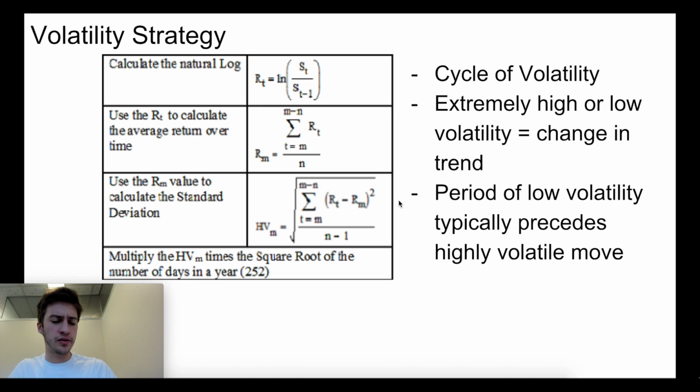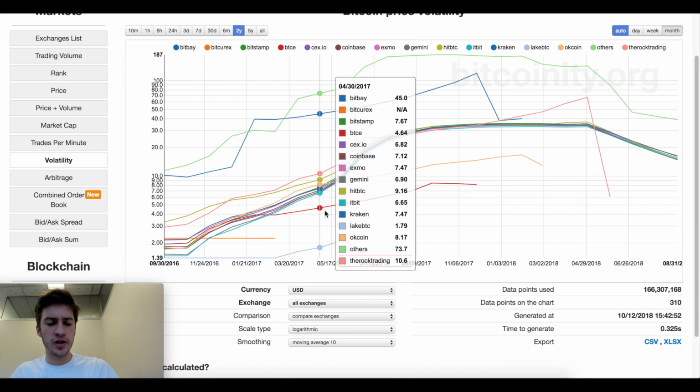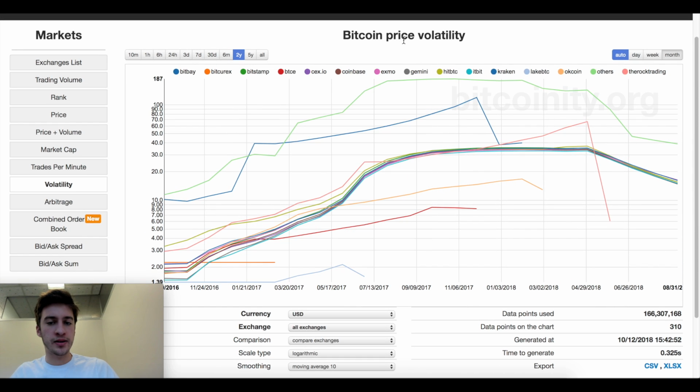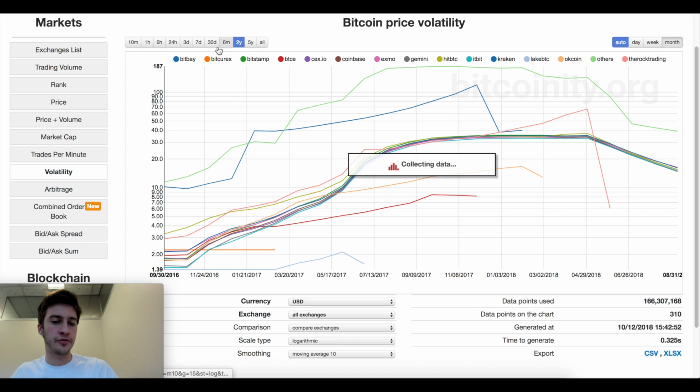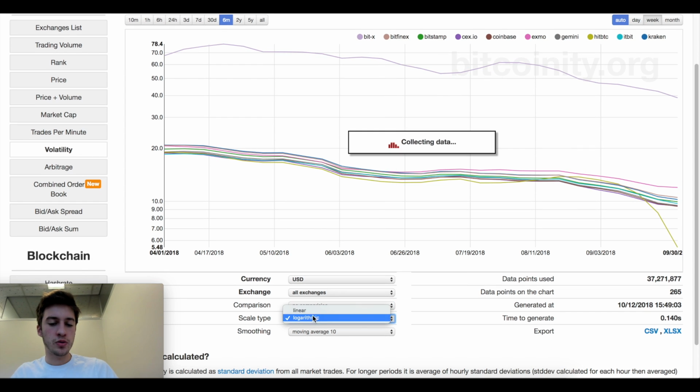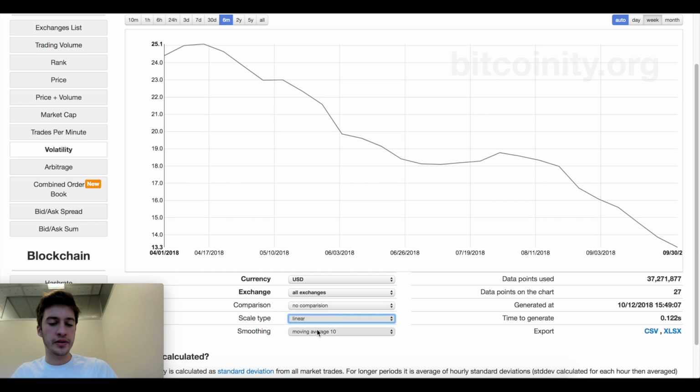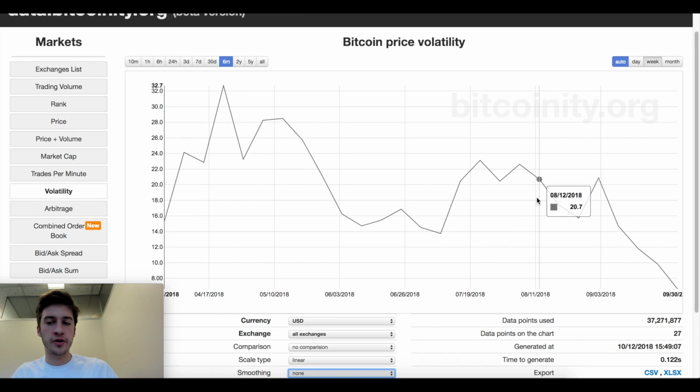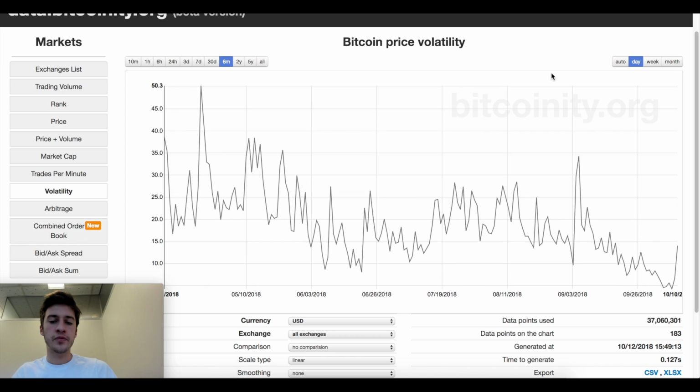All right, so now let's go take a look at this tool and talk less about theory, but let's take a look at volatility on a longer time frame and on a shorter time frame as well. So we're going to do no comparison. We're going to do linear. And let's take a look at no moving average here and the daily.